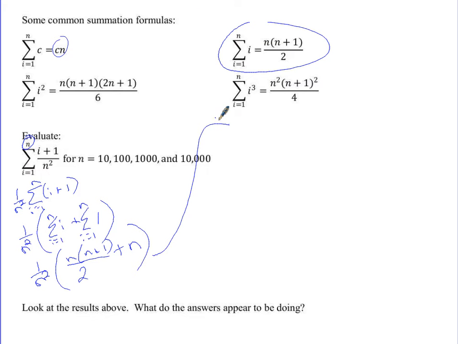So I'm out of room, I'll go up here. We have two distributions that need to happen. Which one do you want to do first? The inside one? Okay. So we still have the 1 over n squared out front. And then inside we have (n squared plus n) over 2. And then still the plus n over here.